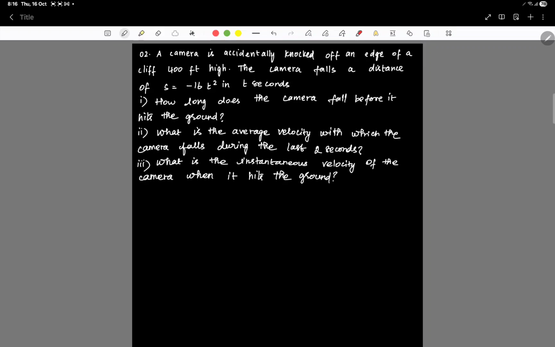What is the average velocity with which the camera falls during the last 2 seconds? What is the instantaneous velocity of the camera when it hits the ground?